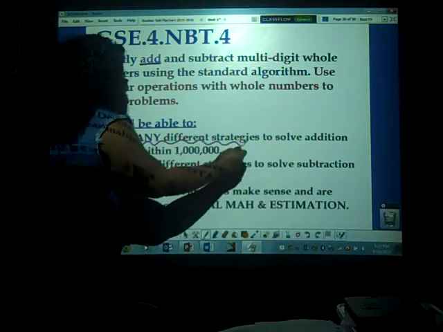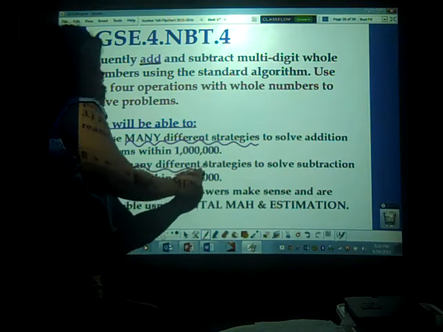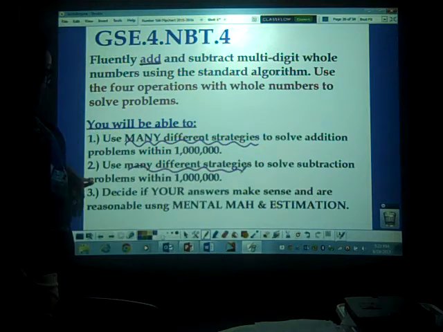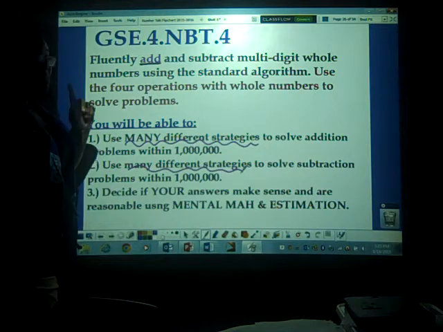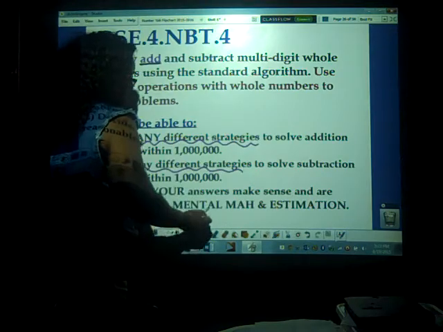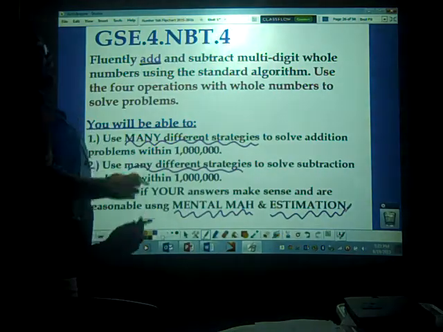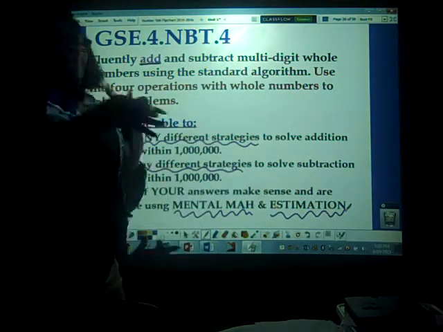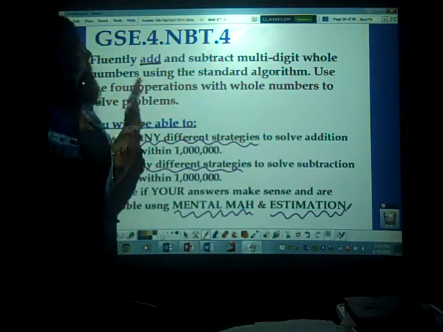Many different strategies to solve addition problems within 1 million. Use many different strategies to solve subtraction problems within 1 million. And decide if your answers make sense and are reasonable using mental math and estimation. So we are going to focus on mental math and estimation as well when we are adding and subtracting multi-digit whole numbers using the standard algorithm.